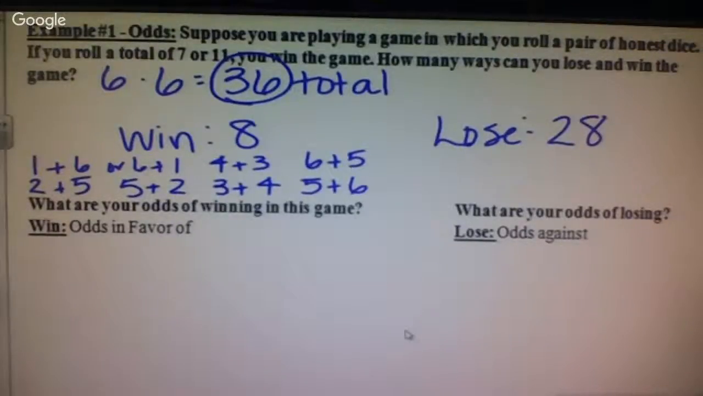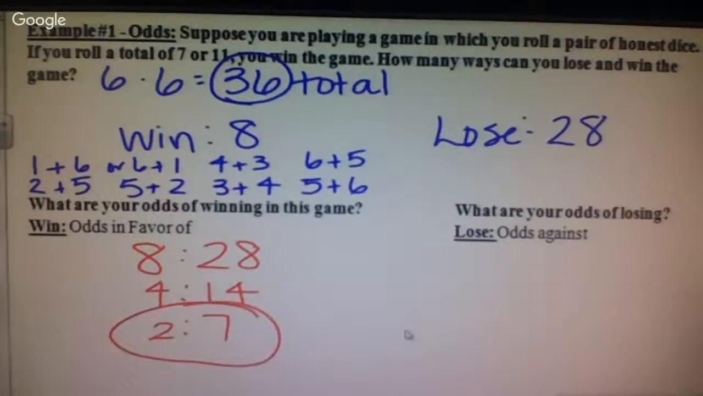So if they're asking odds in favor of, you would put 8 to 28, which would technically reduce to 4 out of 14, which technically reduces to 2 out of 7. Okay, so you would technically want to use 2 out of 7. If they want you to write odds against, all you do is put the 7 first and the 2 second. And that's your odds against.